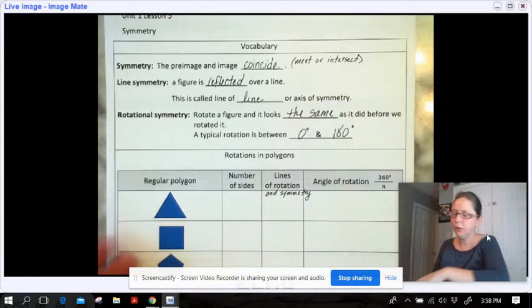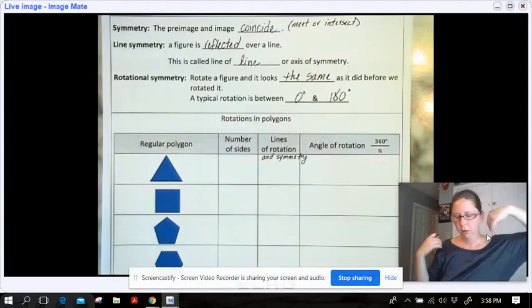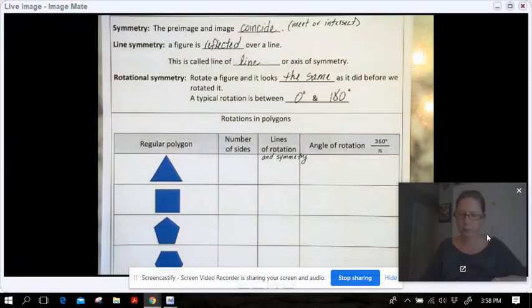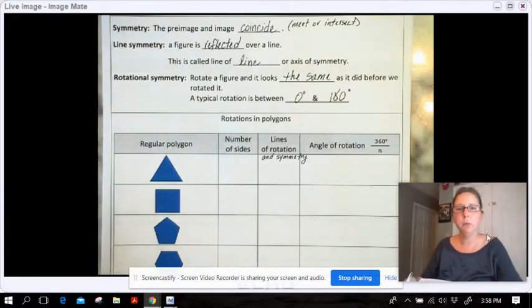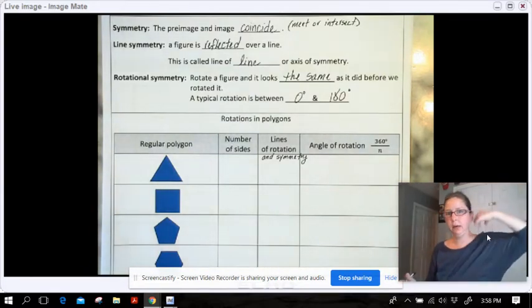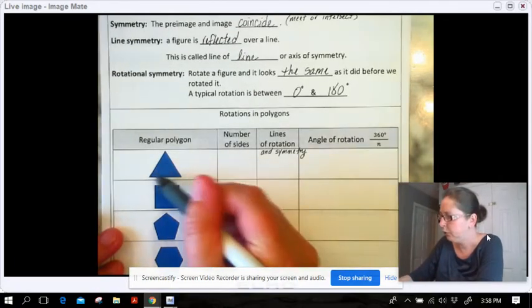All right, so let's take a look at some regular polygons now. And I'm going to flip my notes over. Okay, so the first regular polygon that we are going to start with is a triangle. So how many sides are in a triangle? 1, 2, 3.